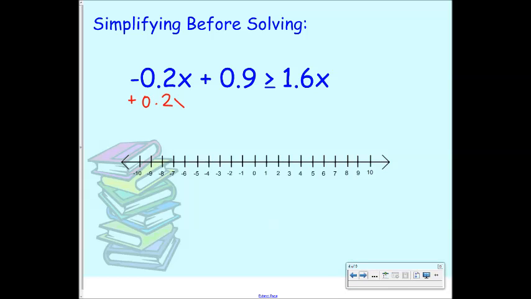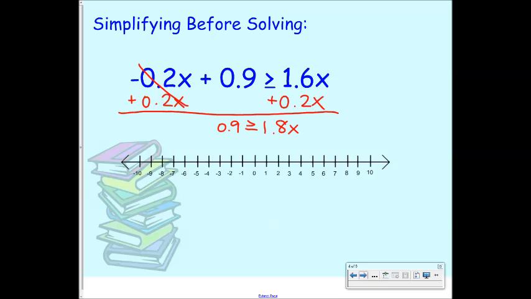because it's negative, and if I move it, it becomes positive, which is a lot nicer to deal with. So again, even though I might rather have my variable on the left side, it's easier to deal with if I move it and make it positive. So I'm going to do that. It cancels out here, and I'm left with 0.9 is greater than or equal to 1.8x.